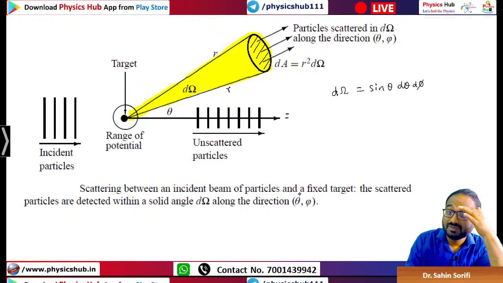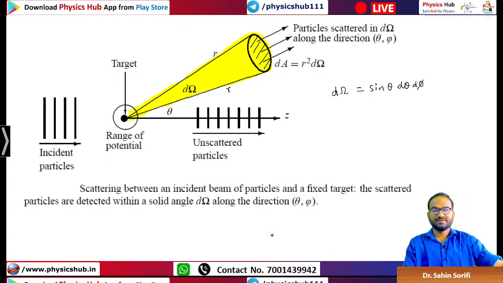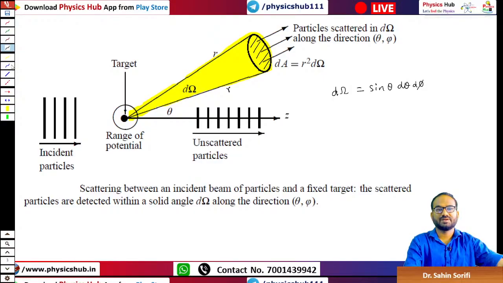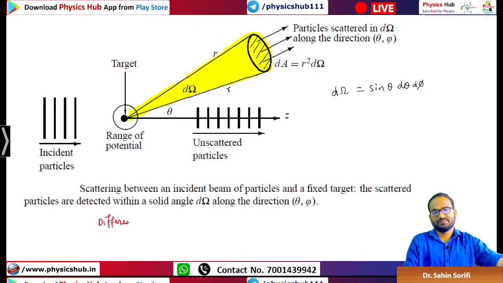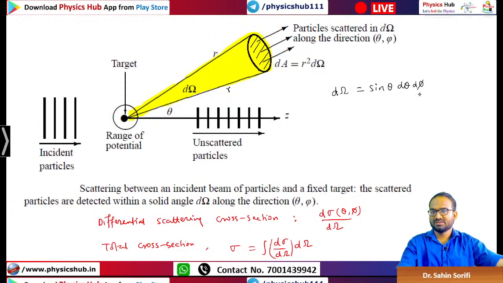This is the scattering between an incident beam of particles and a fixed target. The scattered particles are detected within a solid angle d omega along the direction of theta phi. For this case, the differential scattering cross section will be denoted by d sigma of theta phi by d omega, or d sigma by d omega, and the total cross section will be sigma, which is the integral of d sigma by d omega times d omega. Then d omega you can put as sin theta d theta d phi if d sigma by d omega is expressed in terms of theta and phi.